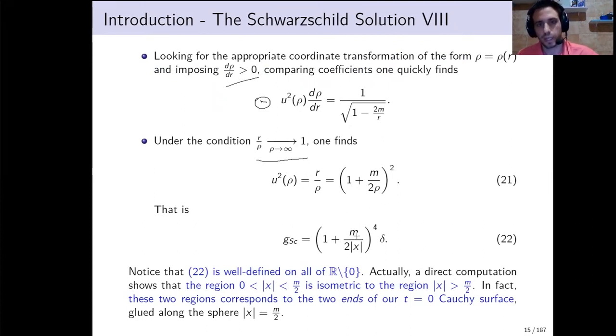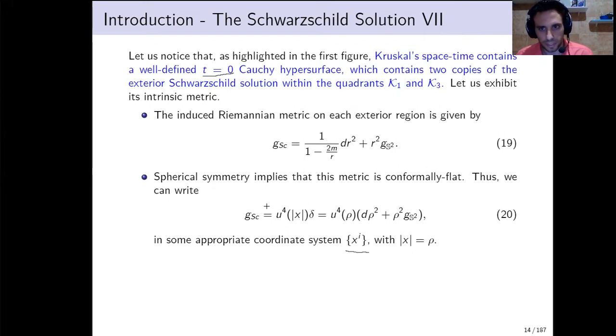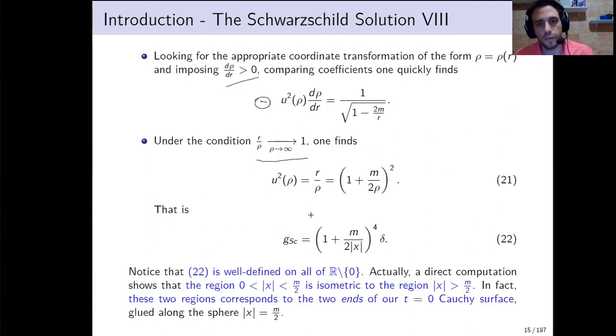One can replace then this into this expression 20 here and find the conformal factor. And therefore, what one sees is that the exterior Schwarzschild solution can be brought into this conformally flat form. And here we can check that this solution is actually well defined everywhere on this manifold. And actually, a direct computation shows that this region and this region are actually isometric. And each of these regions corresponds to one of the two asymptotically flat sides associated to the t equal to 0 level sets in a Kruskal spacetime.